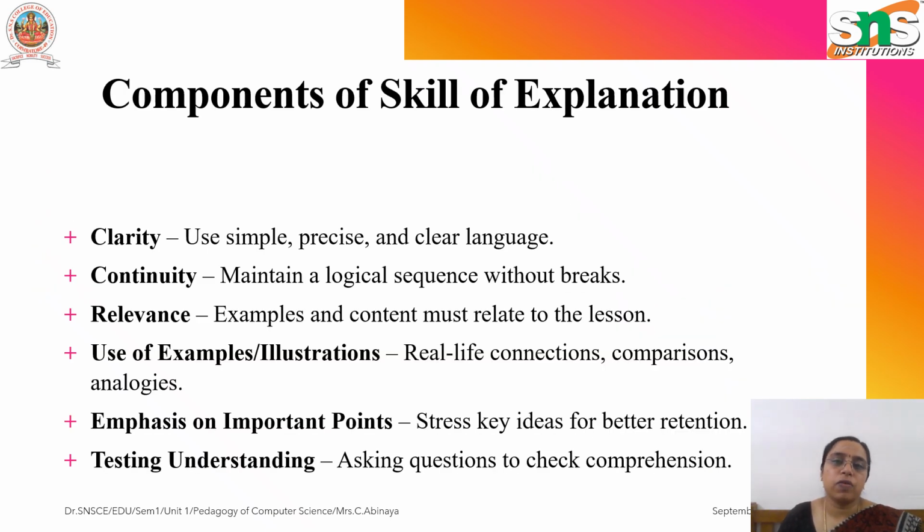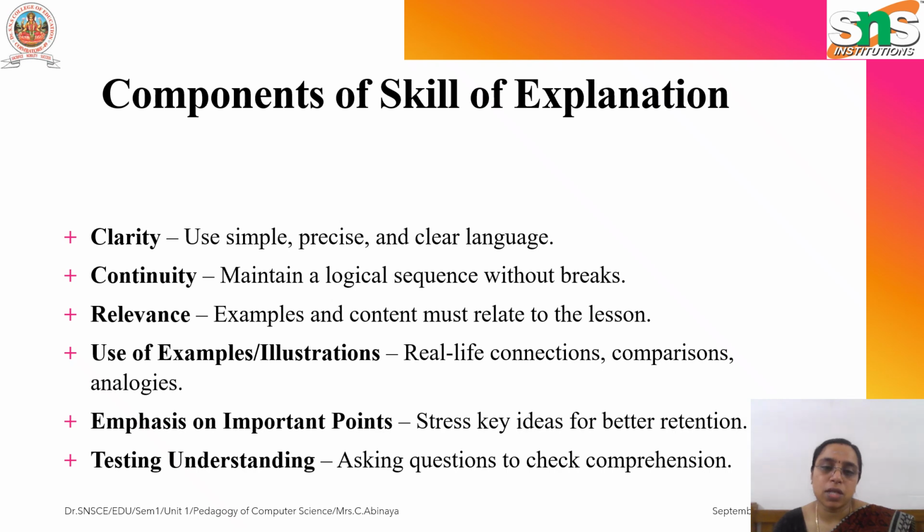Components of skill of explanation. A good explanation usually has several key components. First one is clarity. Use simple and precise language. Avoid unnecessary jargon. So when you use complex language, it will be very difficult for the students to understand the concept. So use simple language as much as possible.